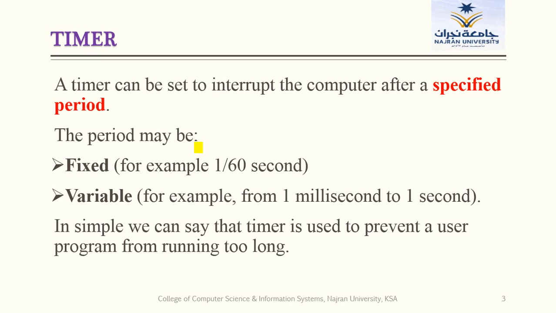So we have two types of timer, fixed and variable. Fixed is fixed. Whatever time we give, it will be fixed. But a variable timer varies within a range. Suppose here it is given as 1 millisecond to 1 second.